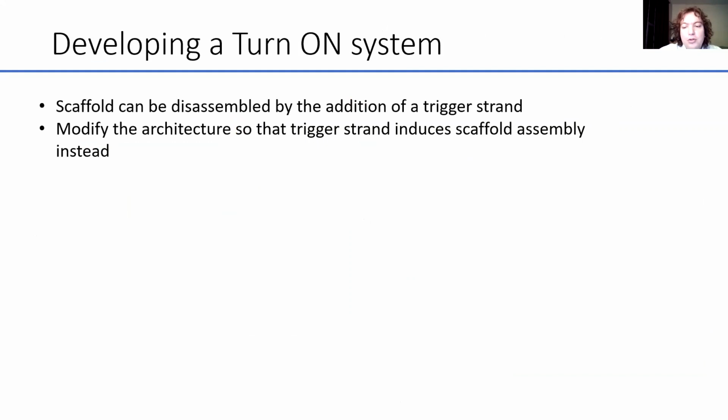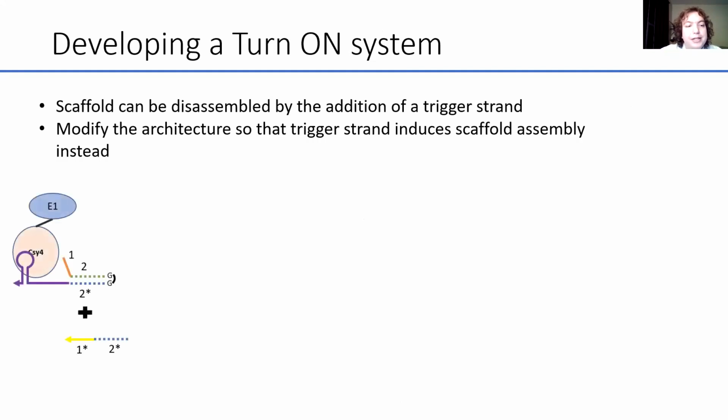So far we have shown that we can assemble a scaffold and then disassemble it with the expression of a trigger. The next question we wanted to ask was, is there any way for us to turn on the assembly using a trigger? So instead of disassembling, we assemble by the induction of an independent trigger. To do that, we had to modify the architecture of our system so that the trigger actually induces scaffold assembly.